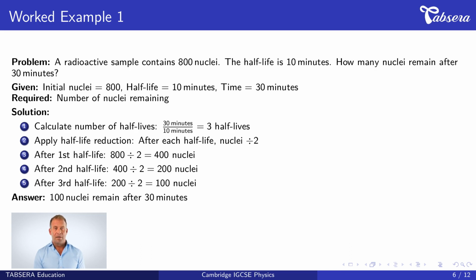Step 1. Calculate the number of half-lives. We divide 30 minutes by 10 minutes, giving us 3 half-lives. Step 2. Apply half-life reduction. After each half-life period, the number of nuclei divides by 2. Step 3. After the first half-life, 800 divided by 2 equals 400 nuclei. Step 4. After the second half-life, 400 divided by 2 equals 200 nuclei. Step 5. After the third half-life, 200 divided by 2 equals 100 nuclei. The answer is 100 nuclei remain after 30 minutes.